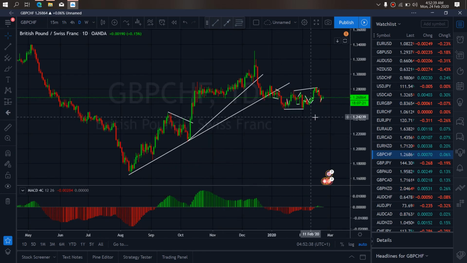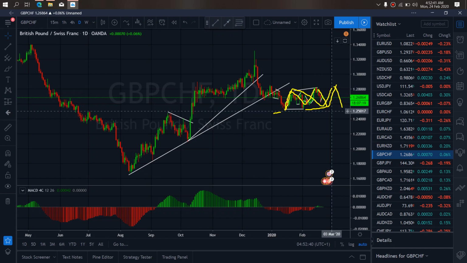On pound Swiss for today, we see this as a flat structure and we expect this to come tag the low or at least get to this level, for it to give us one more spike to see if it's making this ABC structure for more downside.